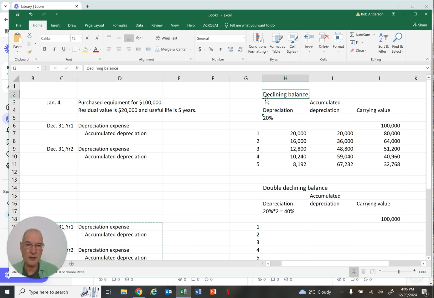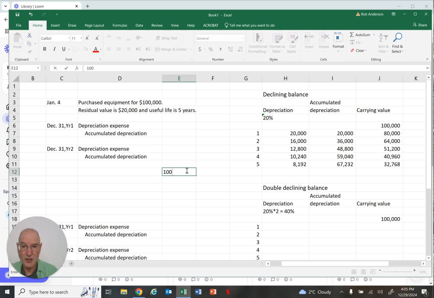So on the declining balance method, note that again, we do not deduct the $20,000 off the bat. We say, okay, we're starting with 100,000. Now we need a rate. Note that the useful life is 5 years. Well, all we do is we say, here's 100%, here's 5 years, and we're going to take 100% divided by 5, and that's 20. So the declining balance rate is 20% per year on the carrying amount.